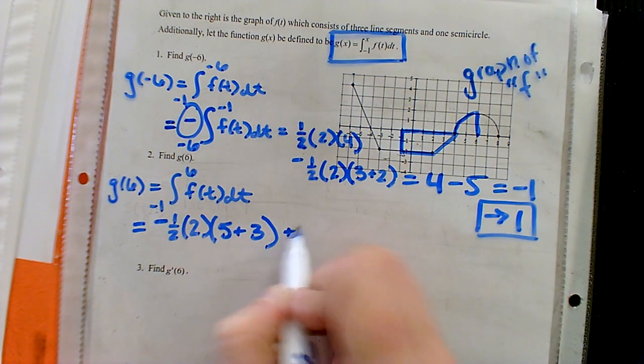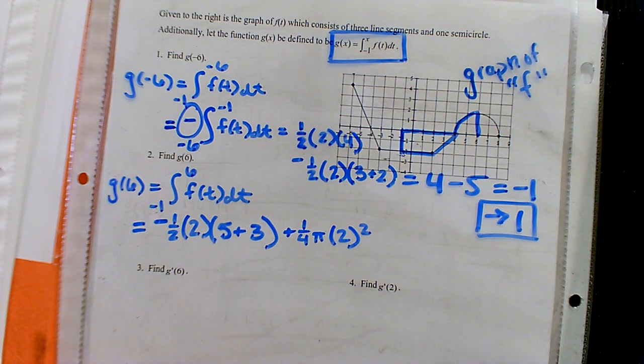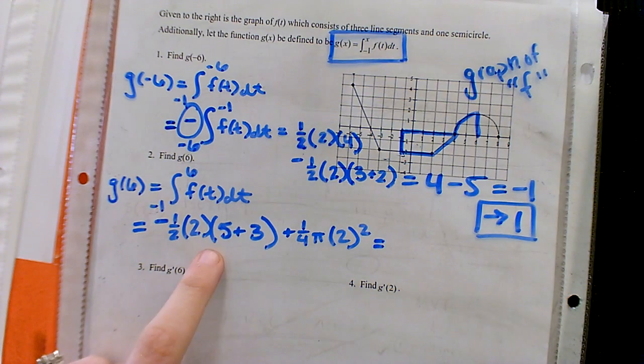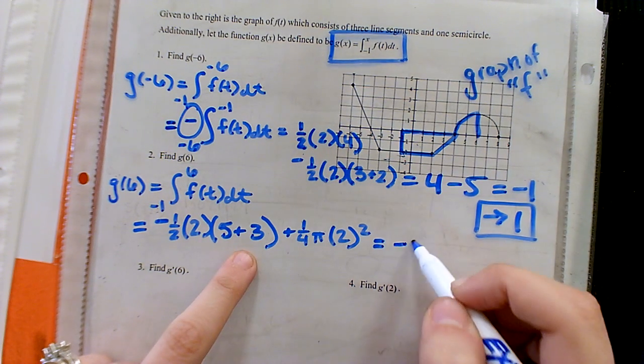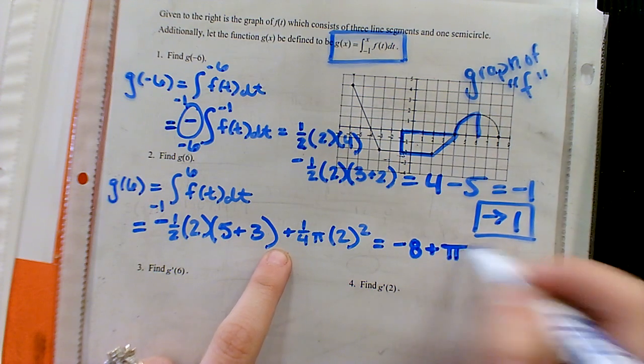And then this quarter circle has a radius of 2. All right, so this would be -8 plus pi.